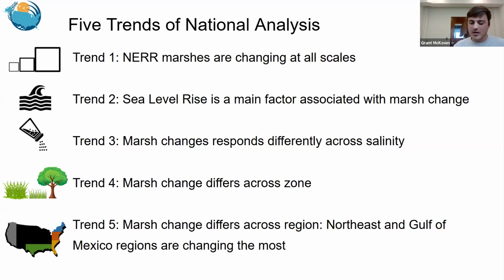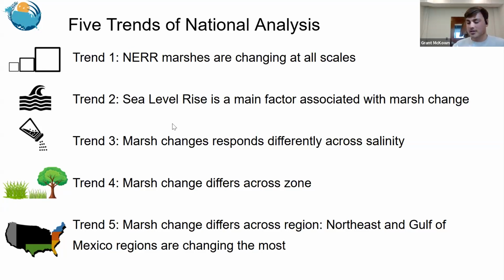Third, we found that how the vegetation community changed was impacted by the salinity regime it was in. Fourth, we found that marsh change was also impacted by which zone you were in. And for background, we divided all of our marshes into 3 zones: low, mid, and up.